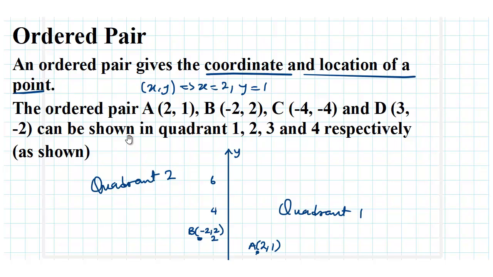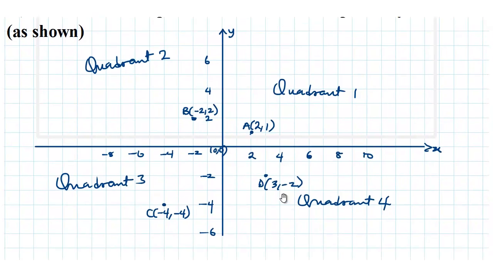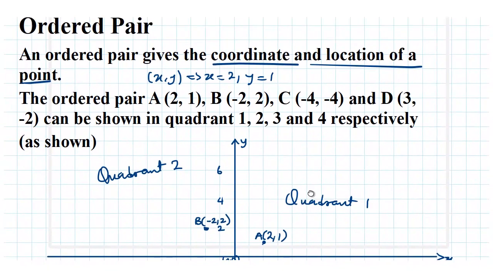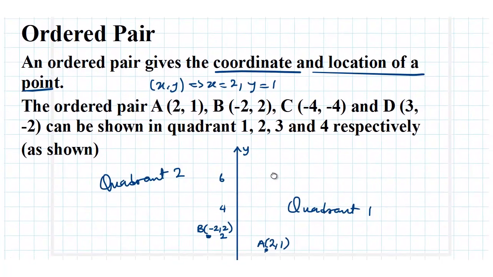Basically, an ordered pair gives the coordinates which we have here and the location. So the coordinate for A is (2, 1), and it's located at quadrant 1. The coordinate of B is (-2, 2), and it's located at quadrant 2. The same thing applies to C and D. So their coordinates are x comma y, and their location is where they belong to in the quadrant system. So that is that about that.